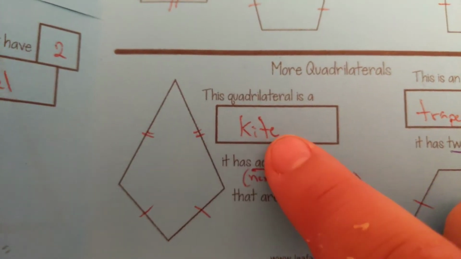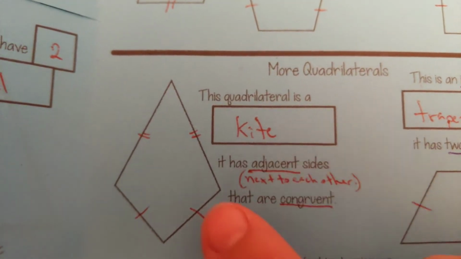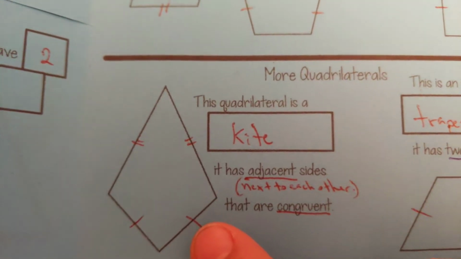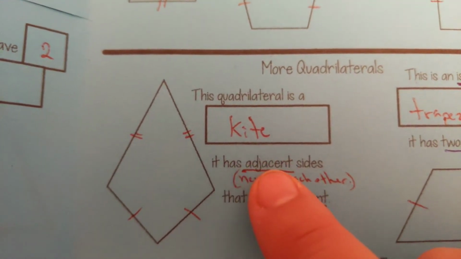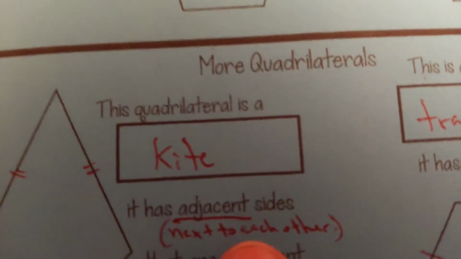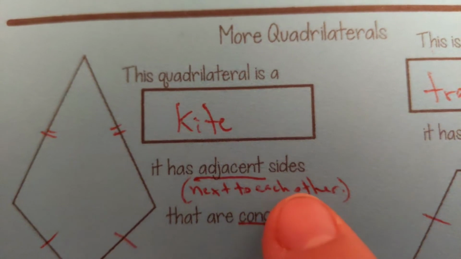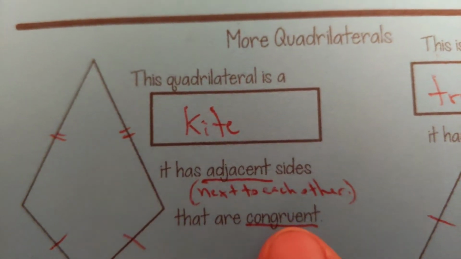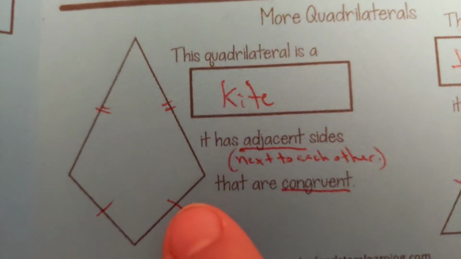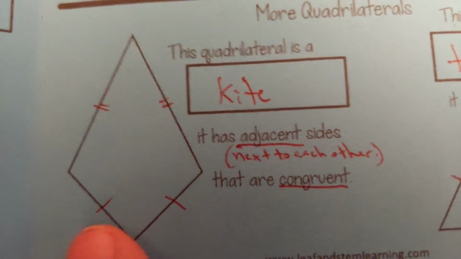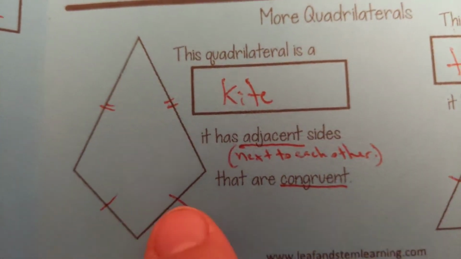This quadrilateral is called a kite. You've probably seen those flying in the air, right? Well, a kite has adjacent sides, and that word adjacent means that it's next to each other. So the sides that are next to each other are congruent. And what that means is that this side right here and this side right there, they're next to each other, they're equal to each other.